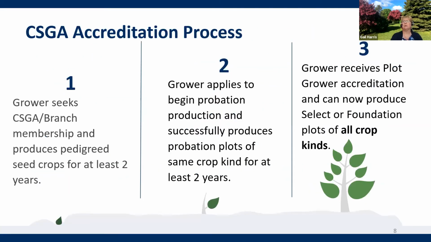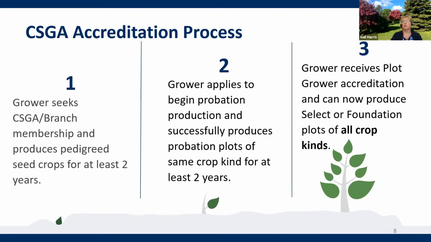So this is just a little bit of a summary of the process. Basically, you seek CSGA and branch membership, and then you start producing pedigreed seed crops for at least 2 years. Then you're able to apply for your probation period. Once you successfully produce probation plots, and that means getting a crop certificate of the same crop kind for at least 2 years, then you become an accredited plot grower, and you can now produce select or foundation plots for all crop kinds.